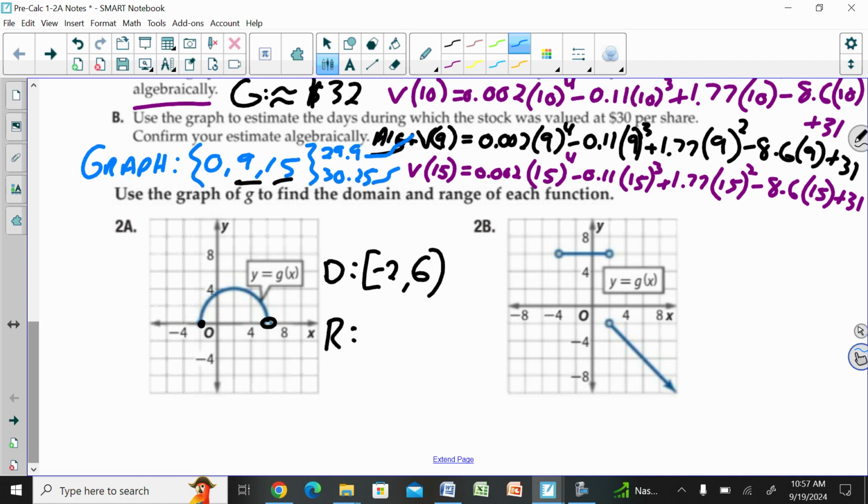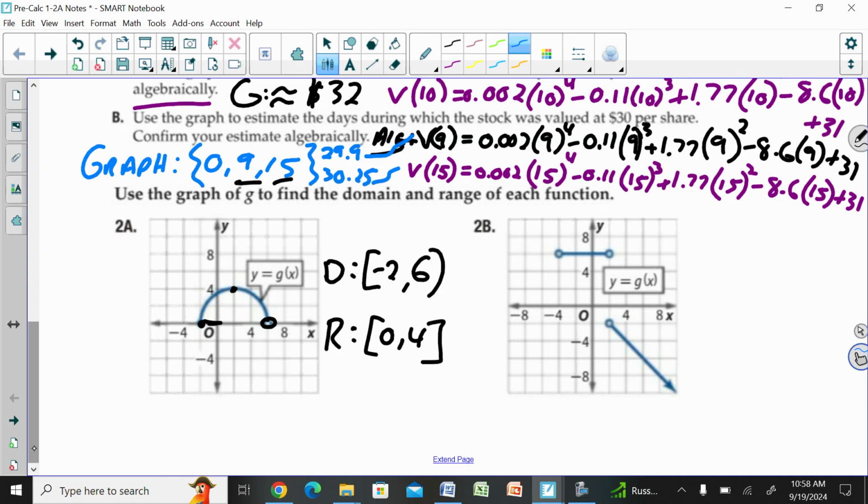The range, looking at the Y values. Well, it looks like it is included on 0 because we've got that dot there, and it goes up to about 4 at its height. And it is included there. So I'm going to use brackets here, 0, 4. What's the lowest value it goes and the highest value it goes.